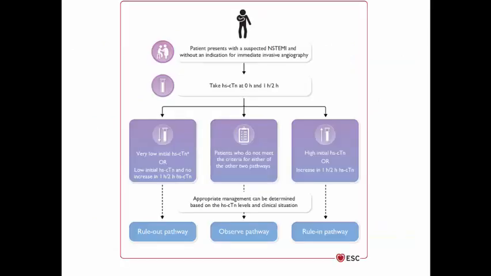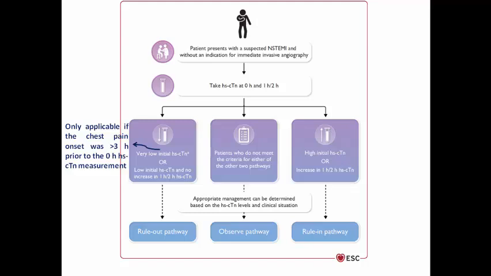So this diagram summarizes how to use cardiac biomarkers. We have a patient presenting with suspected non-STEMI, but without an indication for immediate invasive strategy, for example STEMI or very high risk non-ST elevation acute coronary syndrome. So we take high sensitivity cardiac troponin at 0 hour and then at 1 or 2 hour interval. Either the patient is having very low initial high sensitivity cardiac troponin, which is only applicable if the chest pain onset was more than 3 hours prior to the 0 hour high sensitivity measurement.